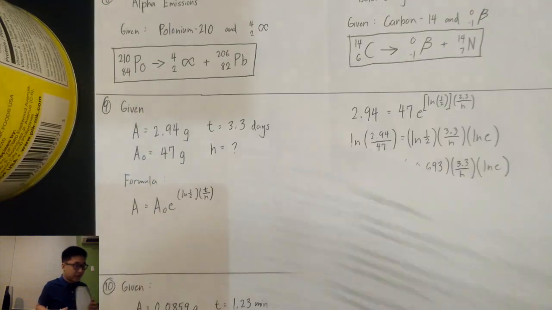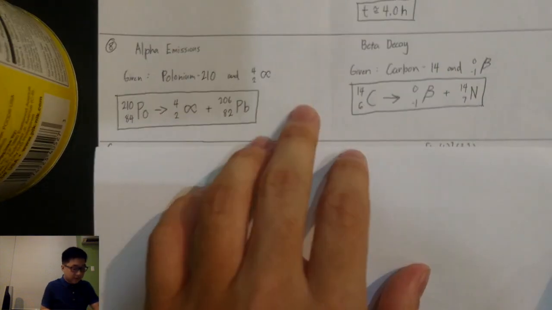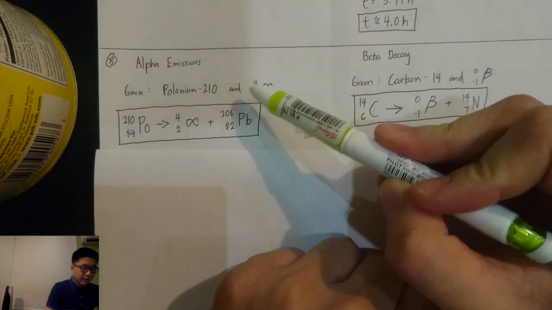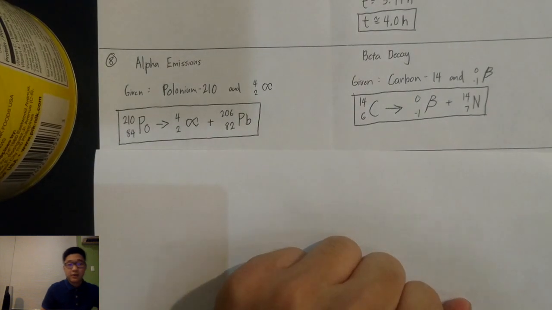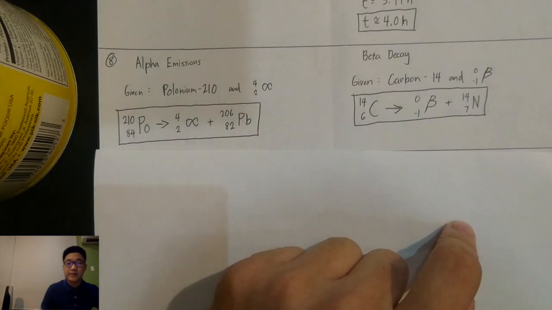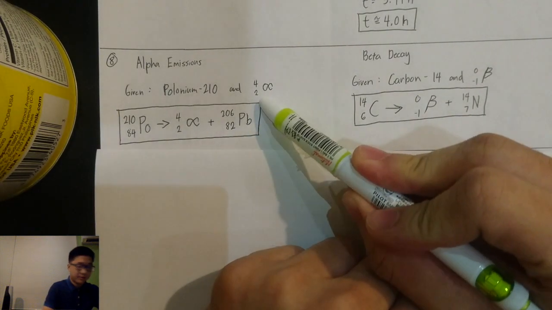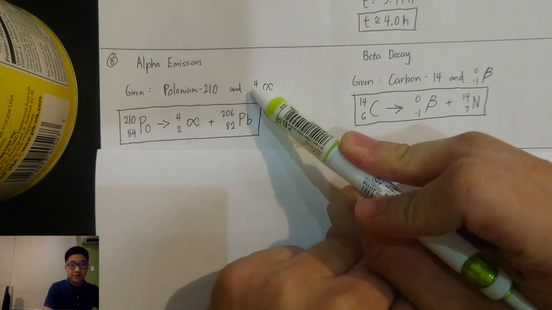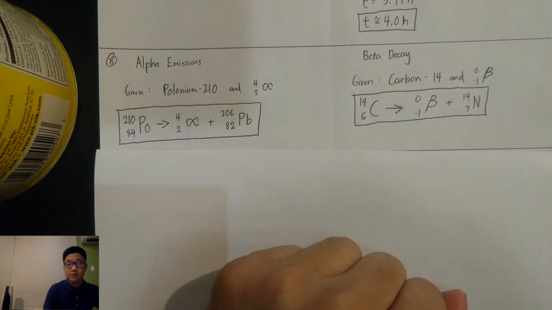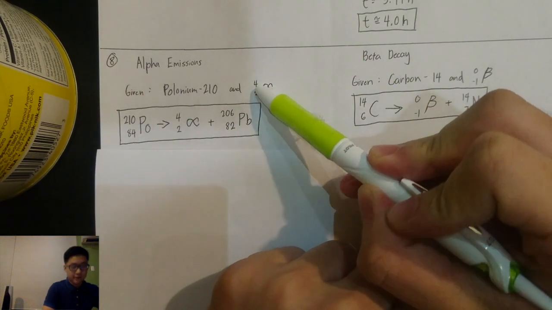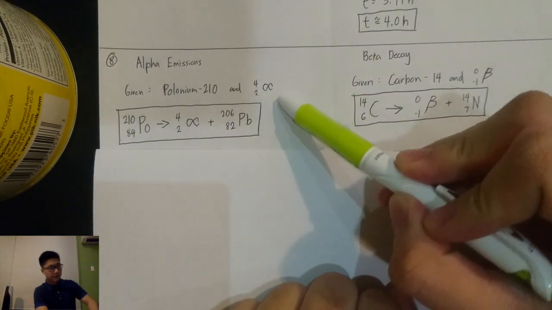So let's go here to number 8. We are given polonium-210 and the alpha emission. As mentioned a while ago, an alpha particle is a helium nucleus. So we know that the number of protons for helium is 2. And we know that the mass number is equal to protons plus neutrons. In a helium nucleus, there are 2 protons and 2 neutrons. So 2 plus 2 equals 4. This is the symbol for alpha.